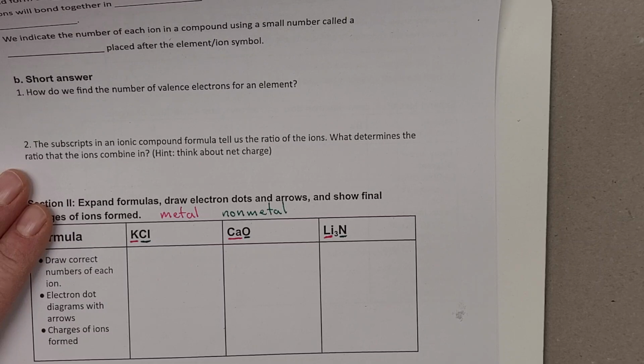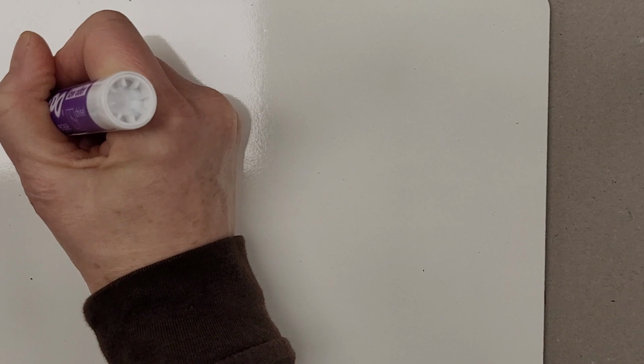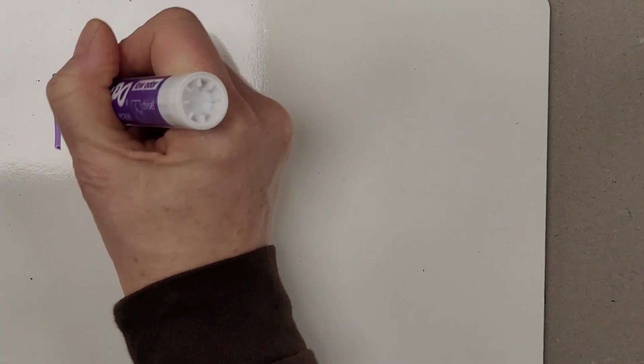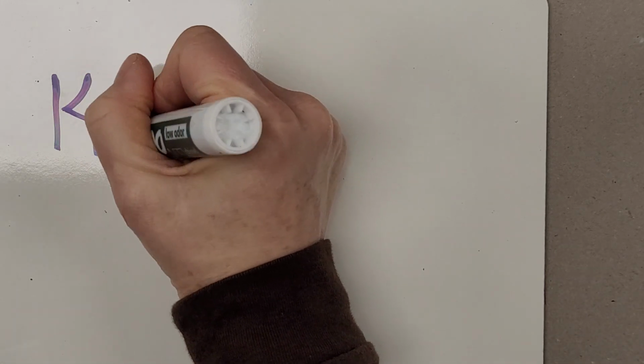Okay, so now I'm going to switch to my board and start showing you how we're going to read these formulas and expand them. So these formulas already tell us the correct ratio of ions in the compound. So I'll start with the first one. That one we have potassium here, and hopefully we're going to be able to see it on the board good there. Yeah, that looks good. And it is in a compound with chlorine.